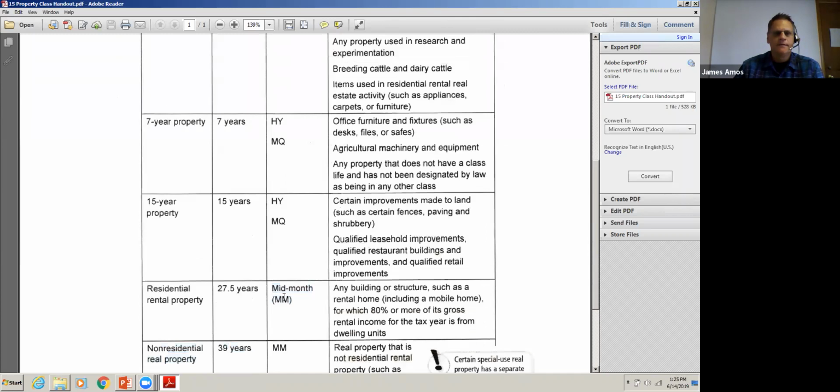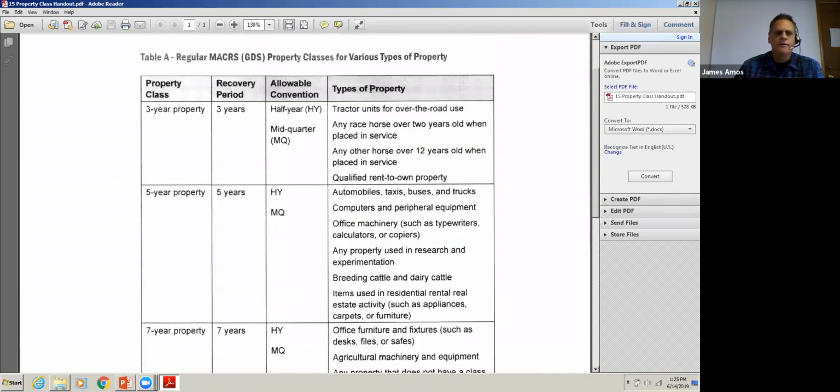Okay? So coming back to the fourth column. The fourth column gives you some examples of what could be in there. This is by no means a complete, holistic list, but this gives you some ideas. 3-year properties, and I'm going to try to hit the really big ones, but it's a good idea to know some others. Tractor units for over-the-road use. These are not tractors on a farm. We're talking about those big trucks with the big haul units over the road.